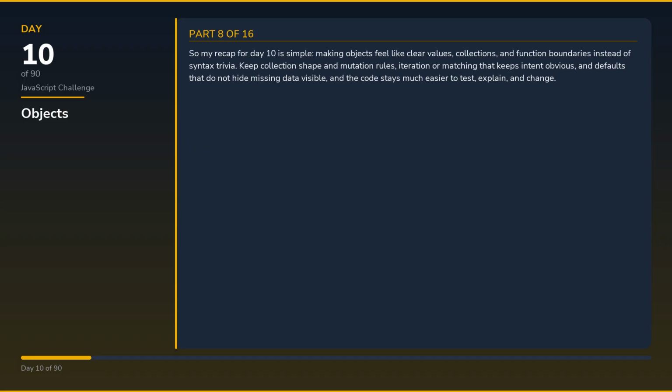So my recap for day 10 is simple: making objects feel like clear values, collections, and function boundaries instead of syntax trivia. Keep collection shape and mutation rules, iteration or matching that keeps intent obvious, and defaults that do not hide missing data visible, and the code stays much easier to test, explain, and change.